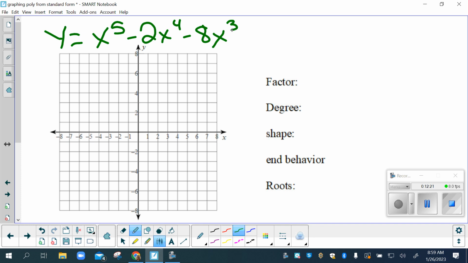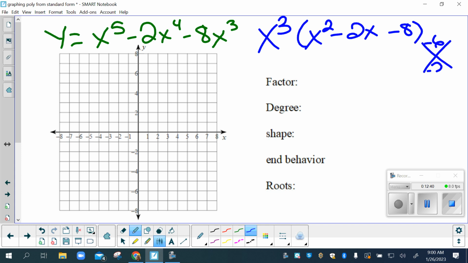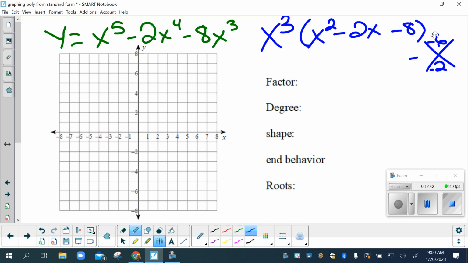Okay, here we go on this last one. This one's got a wiggle on it, yeah? So here's what I know. I'm going to take out 3 x's before I start. And I'm left with x squared minus 2x minus 8. And if I do my little x factoring, it's going to say factors of negative 8 that make negative 2 are going to be negative 4 and positive 2. So x to the third, x minus 4, x plus 2.